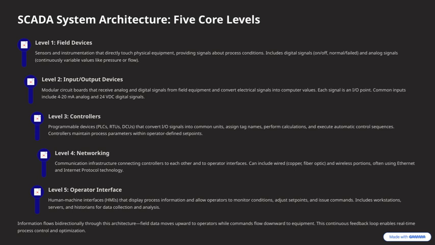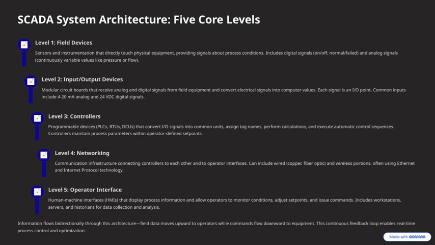At level 2, we have the I/O devices, sensors and instrumentation that directly contact physical equipment. They provide signals about the process conditions, including digital signals like on-off statuses, and analog signals that vary continuously, such as pressure or flow measurements.